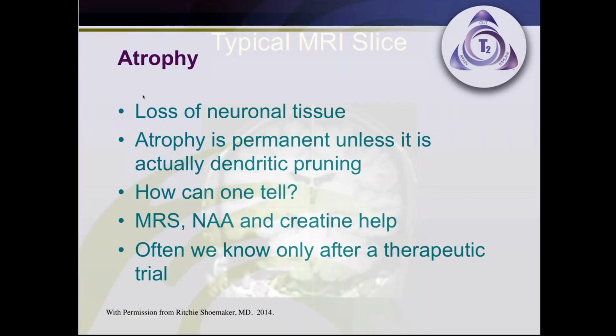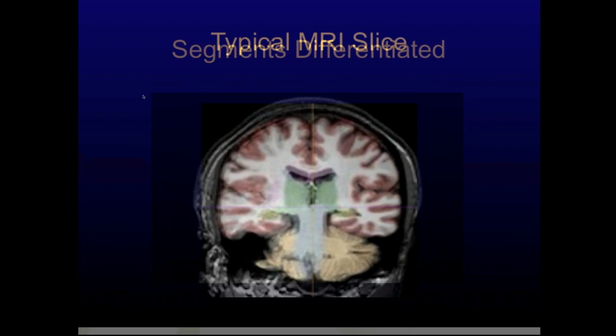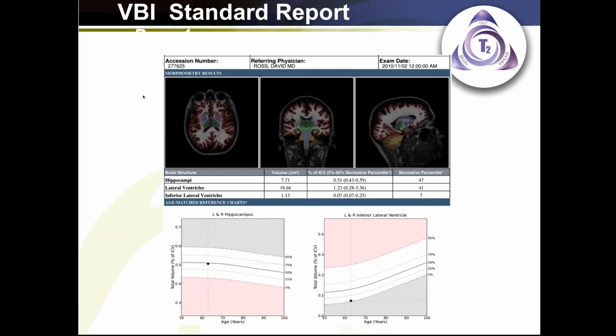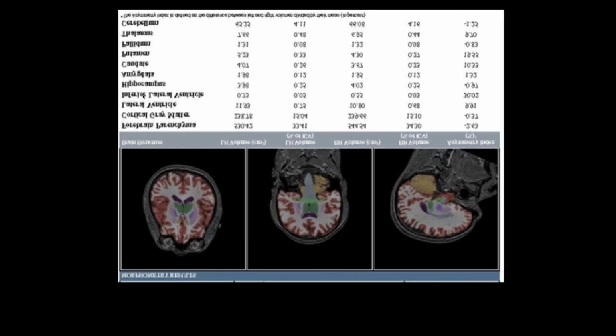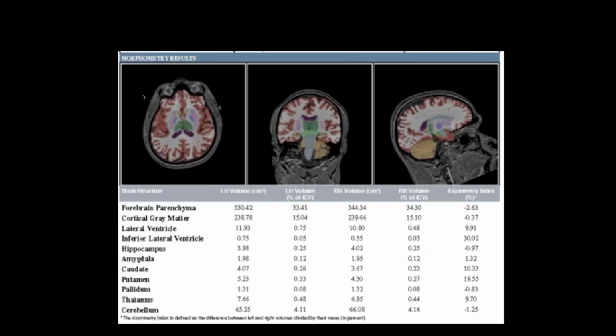So this is a typical MRI slice. This is a segmented view when we begin to stain key centers. This is what the volumetric assessment looks like. And this is what a report is. And you can see on the right-hand column the asymmetry index by percent.